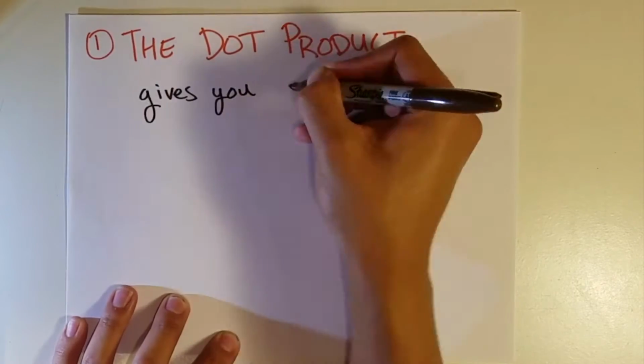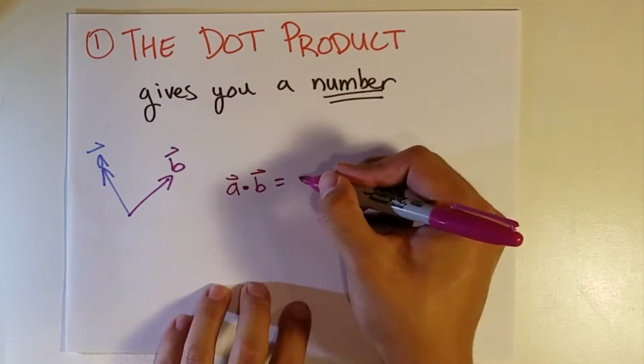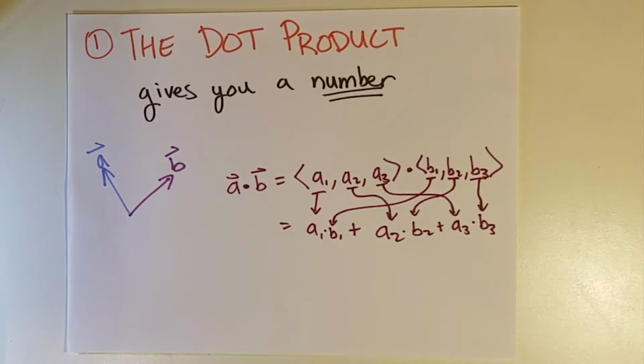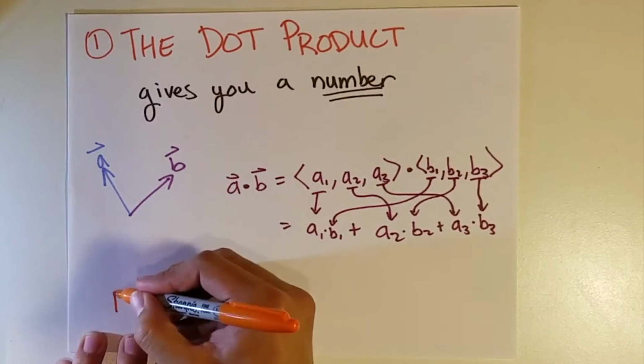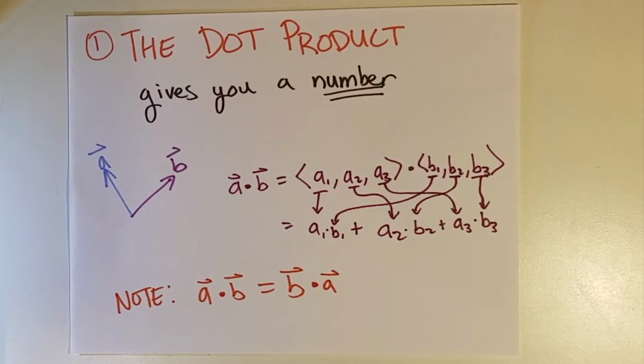The dot product gives us a number. To find the dot product, we take two vectors, multiply each component with each other, and then find the sum of all those products. Note that a dot b equals b dot a because addition and multiplication are commutative.